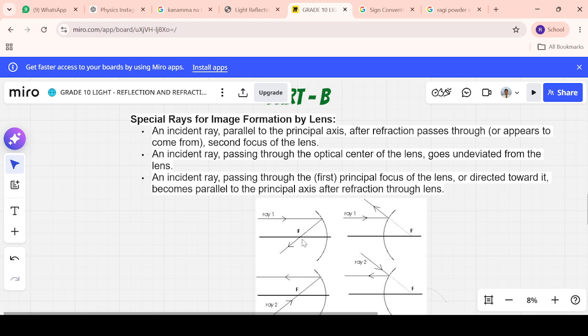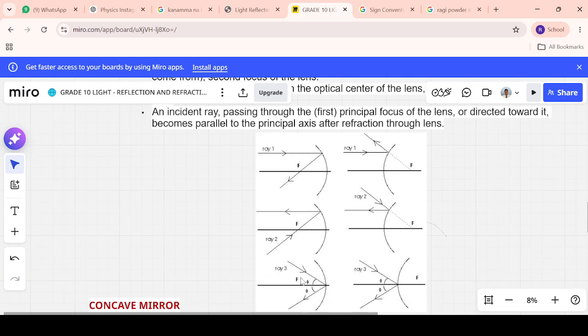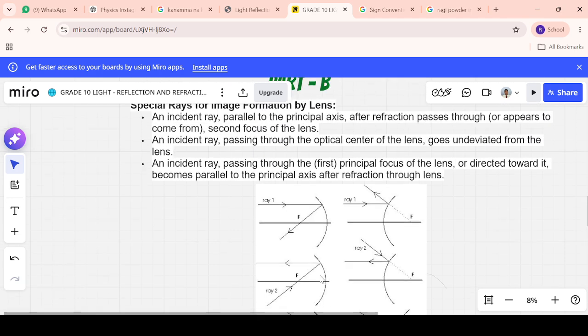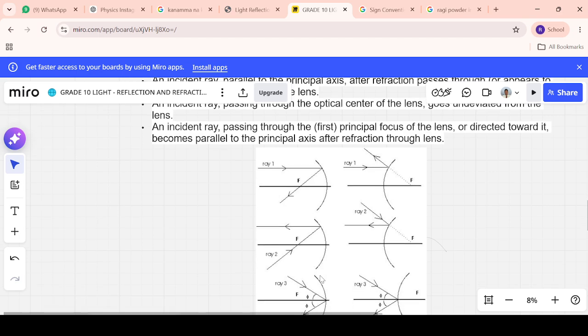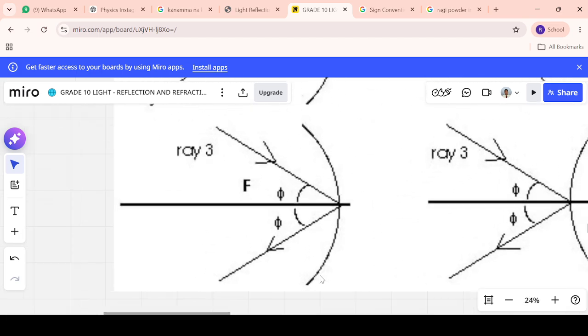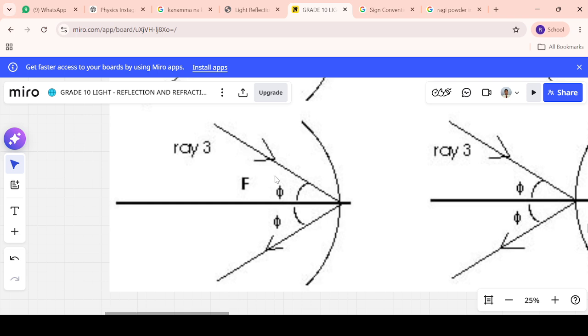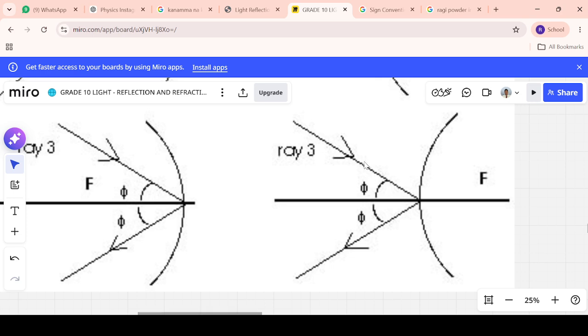After refraction, it will pass through the focus. After refraction, it appears to pass through the focus. An incident ray passing through the optical center. See, ray 3, it is passing through the optical center here. So, whenever it is passing through the optical center, it goes undeviated in both the cases.